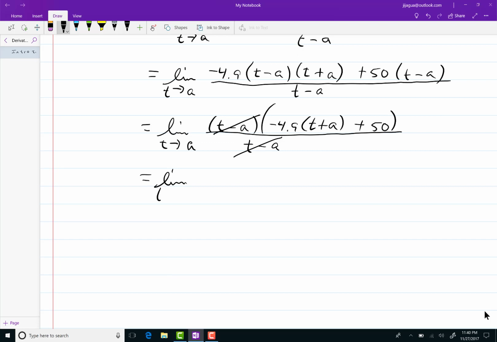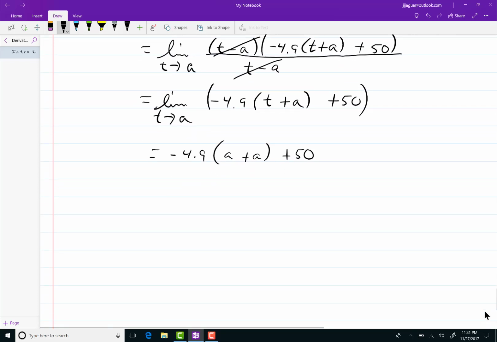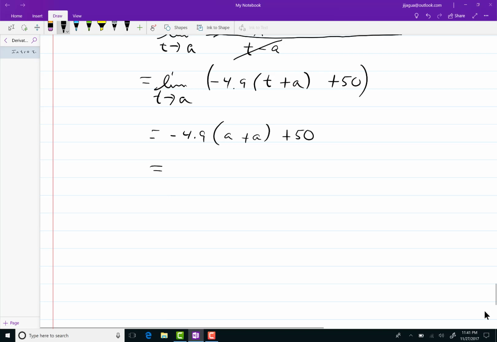Just to be a little more clear, I'm going to rewrite this thing because I have a feeling it may be a little complicated if I try to jump steps. So I'll go t plus a. So negative 4.9 times the quantity t plus a plus 50. Now I'm going to go ahead and replace t with a. So I end up with negative 4.9 times a plus a plus 50. And that equals negative 4.9 times 2a plus 50.